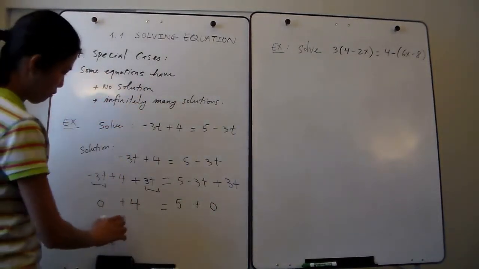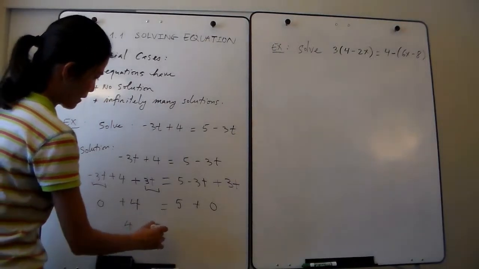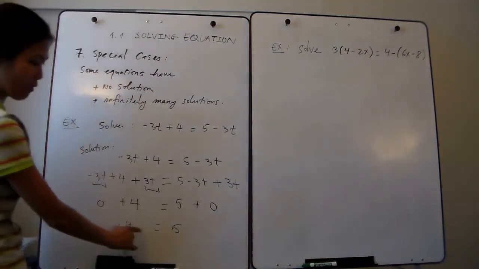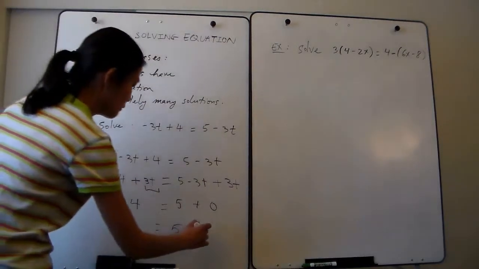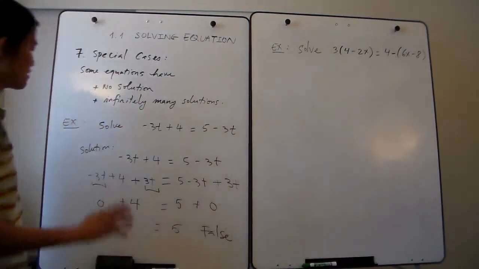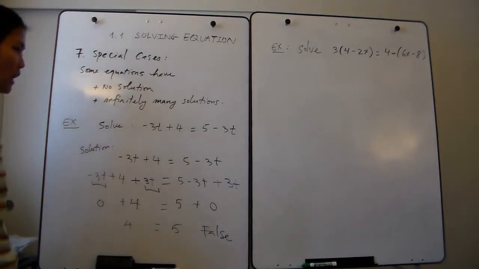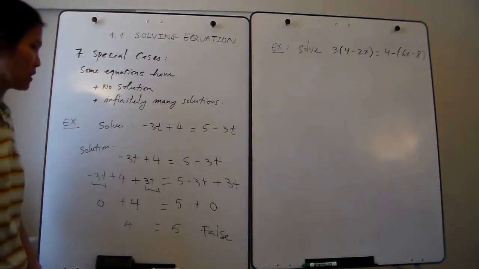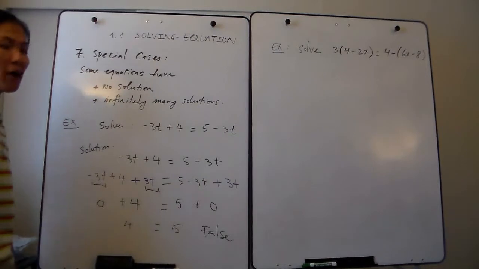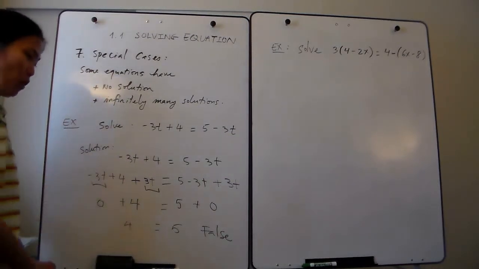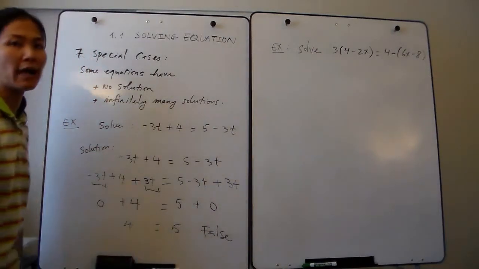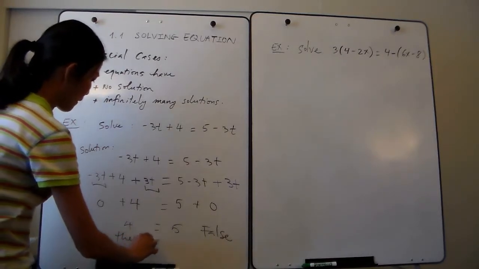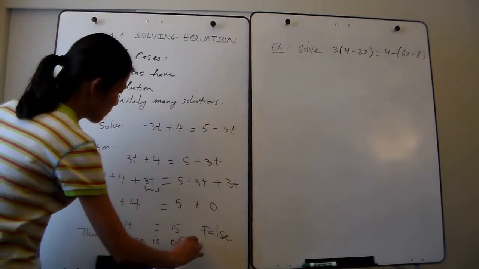Alright, so we have 0 plus 4, which is equal to 4 for the left hand side. 5 plus 0 is 5 for the right hand side. Now the question is, does 4 equal 5? No. False. So that means this equation has no solution because it's a false equation. The left hand side is not equal to the right hand side. What we've been doing is just simplifying the equation. What we got is that the left hand side is not equal to the right hand side. So thus there is no solution.